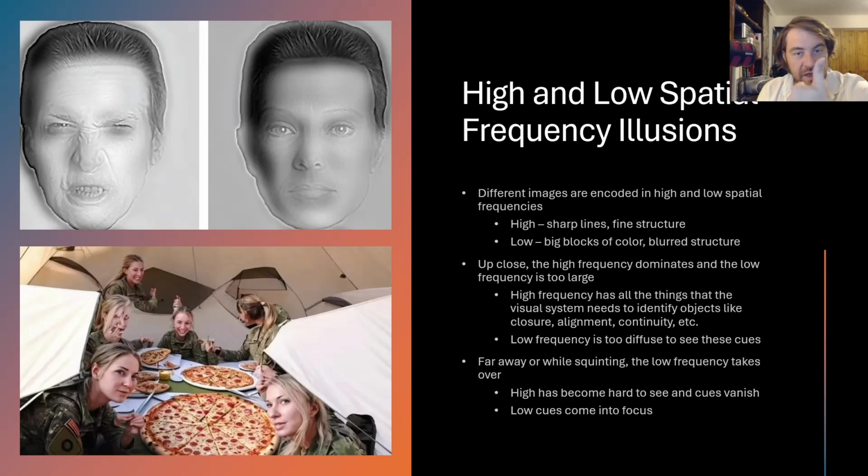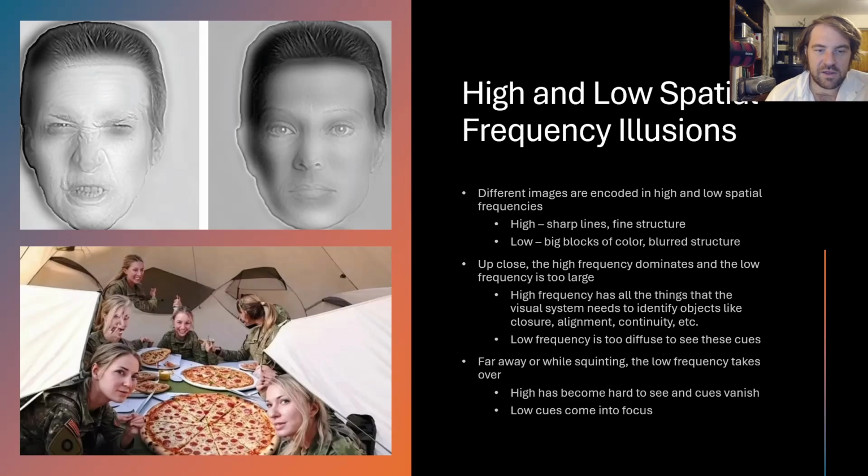Now, if you take your glasses off, or squint, or get up and move to the back of the room, you'll see them switch. And all of a sudden, the one on the left is calm, and the one on the right is angry. And then you probably, while you're doing this, are also noticing that the thing down below has turned into Shrek. First, it's just some military ladies eating pizza. And then when you squint or take your glasses off or go far away from the screen, it turns into Shrek. Both of these are versions of the high and low spatial frequency illusion.